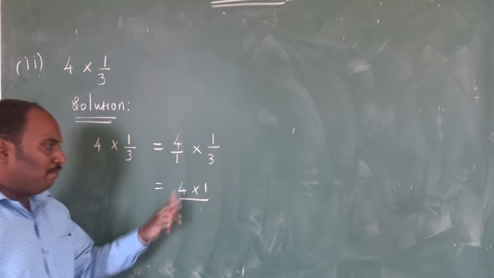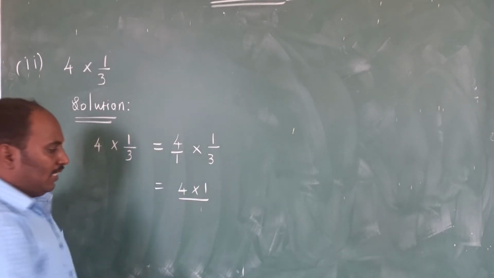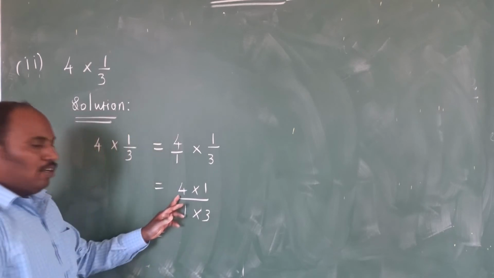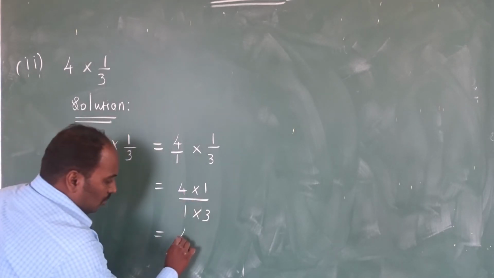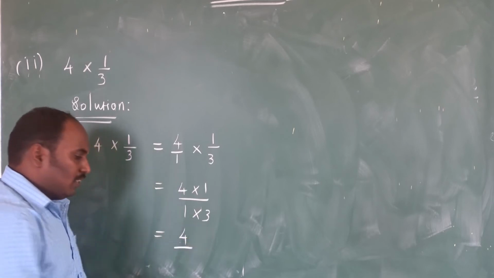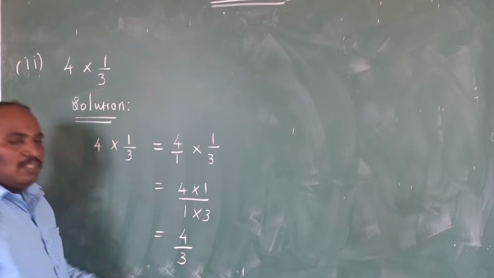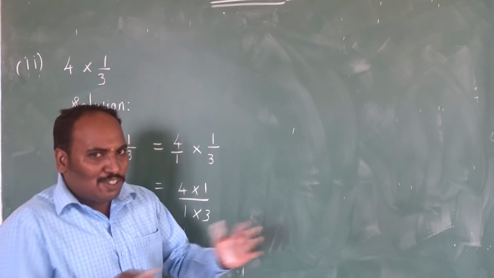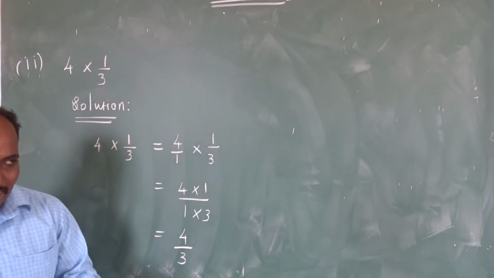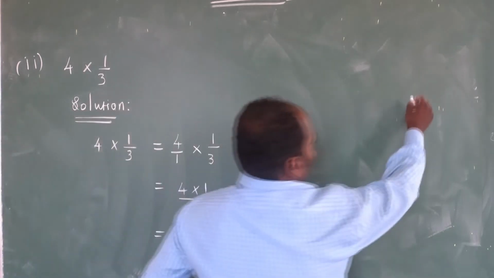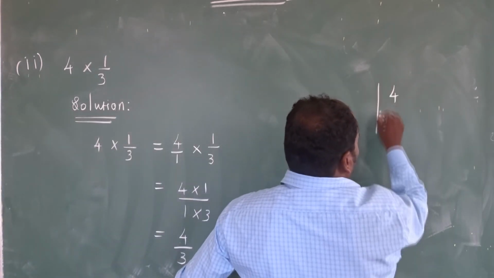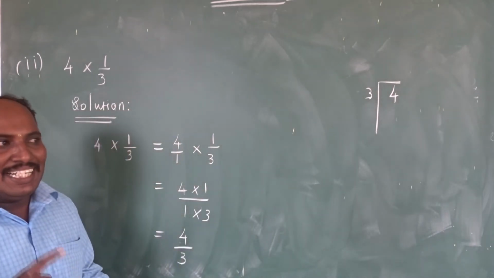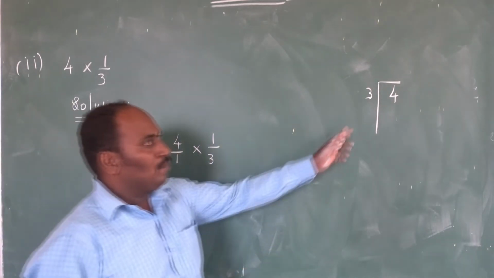Then the denominator, 1 into 3. 4 into 1 is equal to 4. 1 into 3 is equal to 3. So our answer is 4 by 3. Then our question part is reduce to the lowest term. So 4 divided by 3 is a fraction. We convert to the mixed fraction.